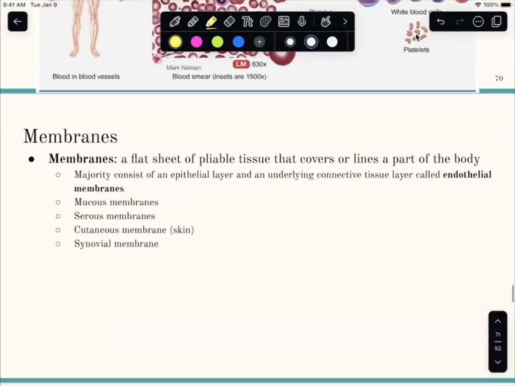So let's go into membranes, because a lot of our membranes are either made of endothelial cells or they can be made of endothelial with connective tissue with it. So a membrane, as we'll hit this in anatomy 1 and anatomy 2, is a flat sheet that's going to cover or line something.